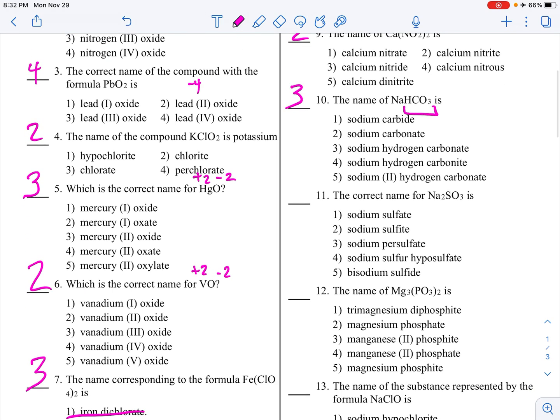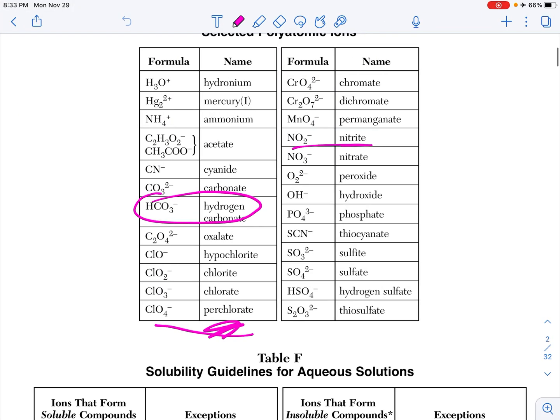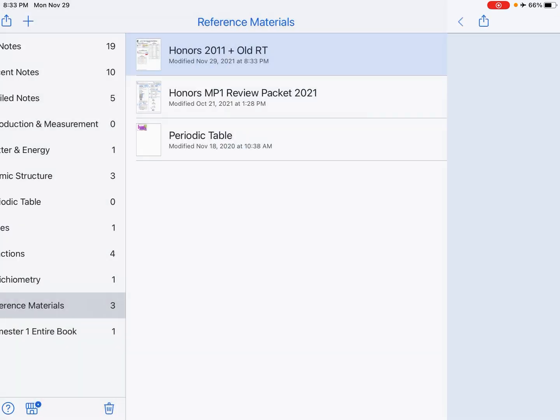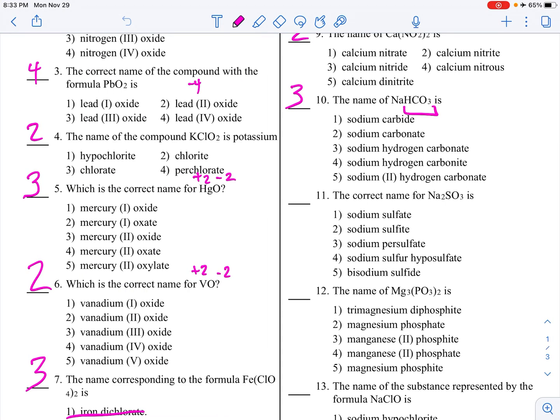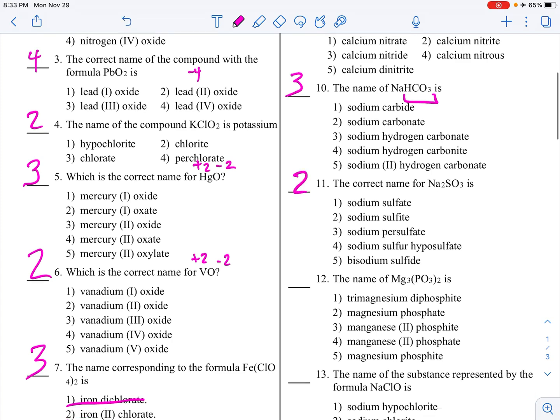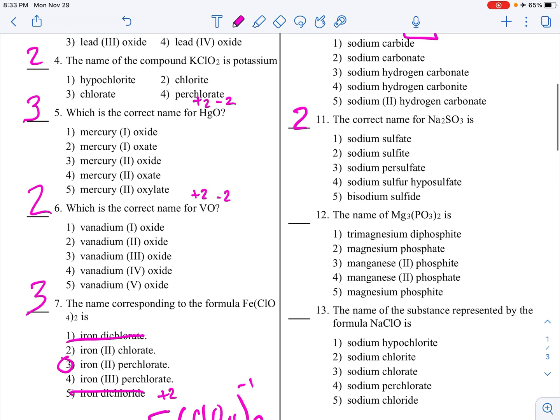What is the correct name for this? So Na is sodium, and then SO3. SO3 is sulfite. So sodium sulfite. We wouldn't get into this, bisodiums.